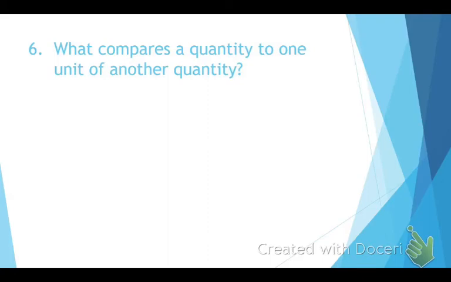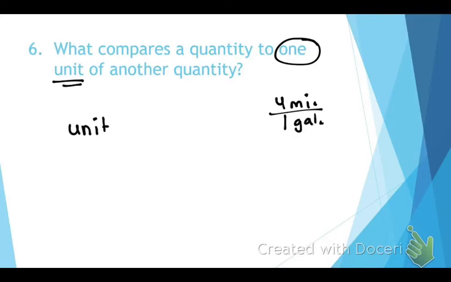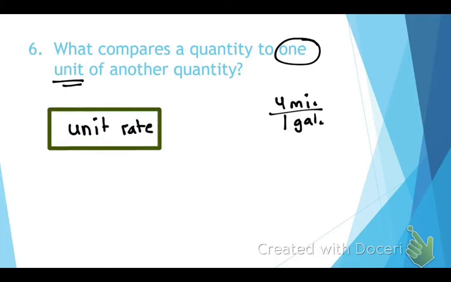What compares a quantity to 1 unit of another quantity? One thing about this one is it does give you a clue. It says you're comparing it to 1 unit. So look for that word. And also we talked about when we want a denominator of 1. Okay, so for something to say like 4 miles to 1 gallon, this would be called a unit rate. All right, if you're struggling with these, once again, please make sure you're studying the vocab section tonight.